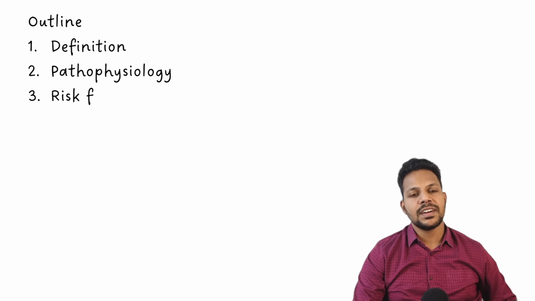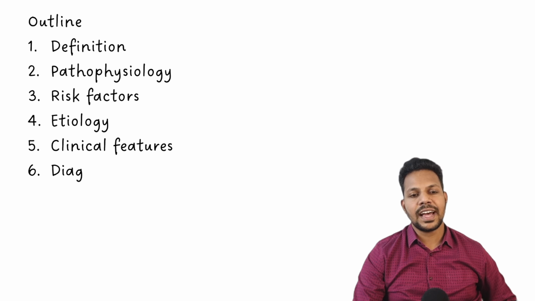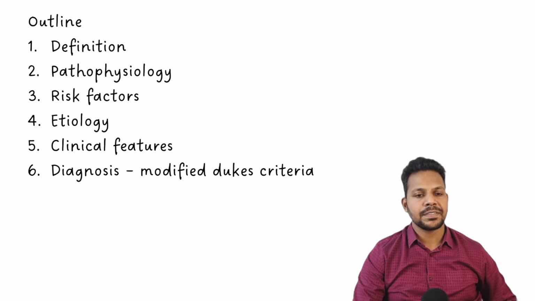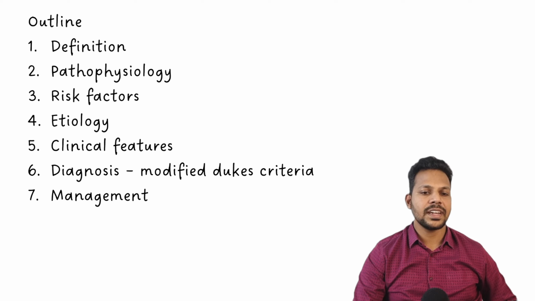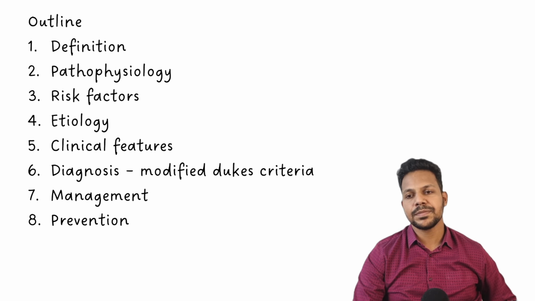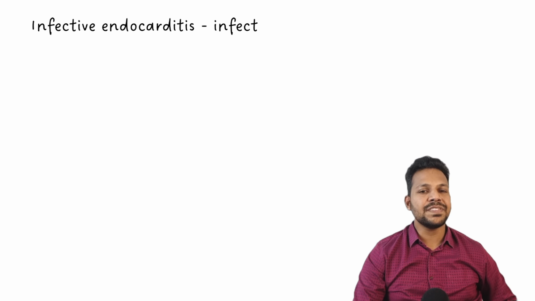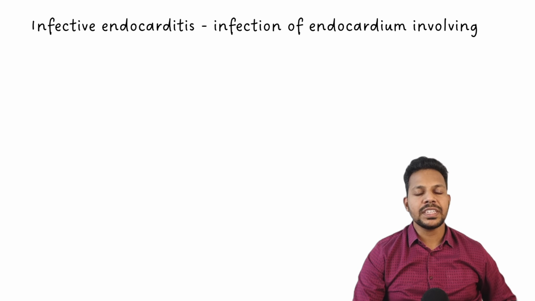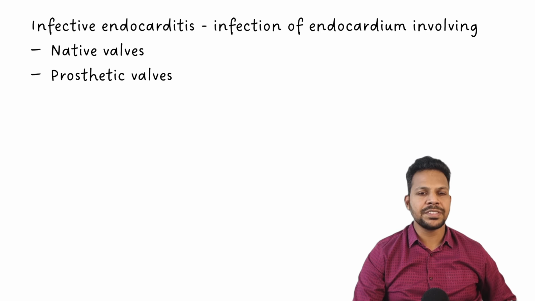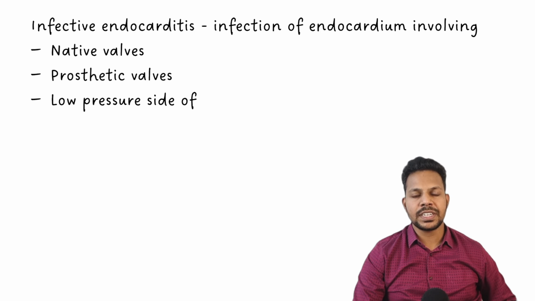We'll discuss this topic in this brief outline, starting with the definition, pathophysiology, risk factors, etiology, clinical features, diagnosis, management, and prevention. Let's start with the definition. Infective endocarditis is infection of the endocardium involving different structures of the heart. They are native valves or the prosthetic valves, low pressure side of ventricular septal defect, or intracardiac devices.